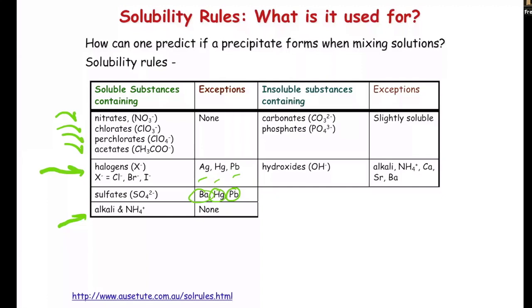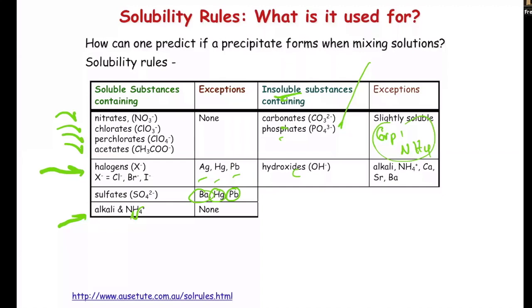Here, these things are insoluble: carbonate, phosphate, hydroxide, except here, carbonate, phosphate. If you have alkali, group 1, or NH4, because this takes precedence over anything else, it will be soluble. Anything with group 1 or ammonia will always be soluble, even if you have carbonates or phosphates. But in general, they tend to be insoluble.